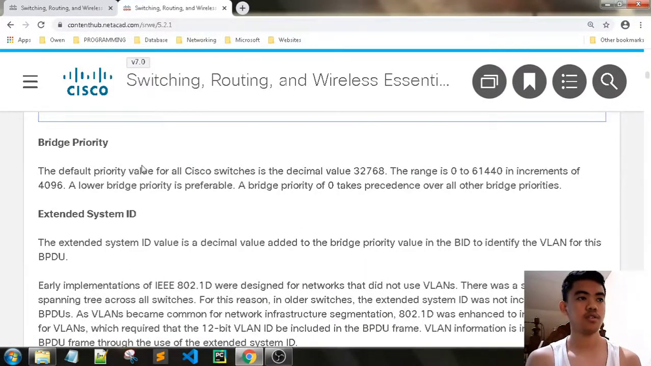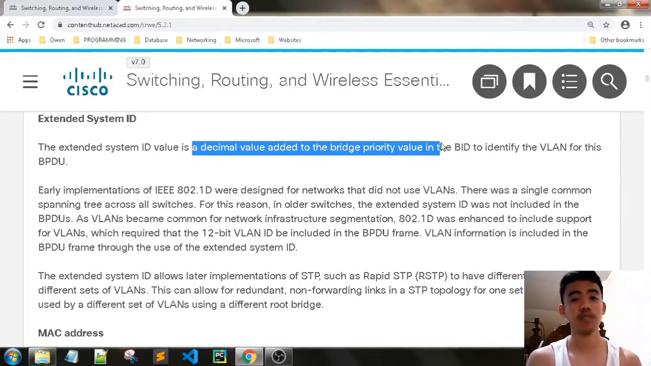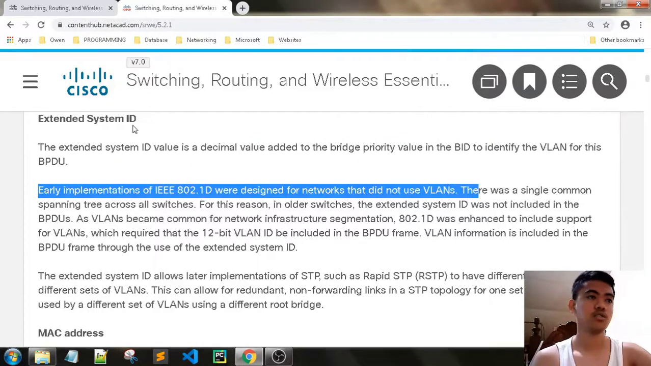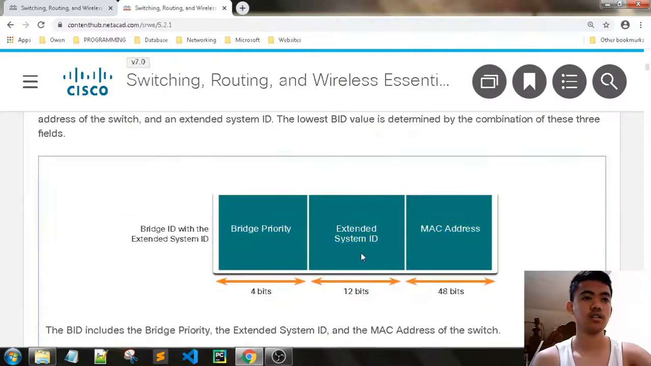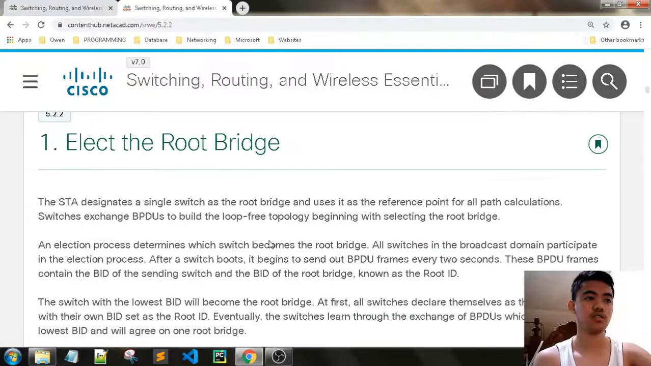Bridge priority has a default value of 32768. The extended system ID is a decimal value added to the bridge priority value to identify the VLAN for this BPDU, so the VLAN ID is also included in the extended system ID. Then there is also the MAC address.